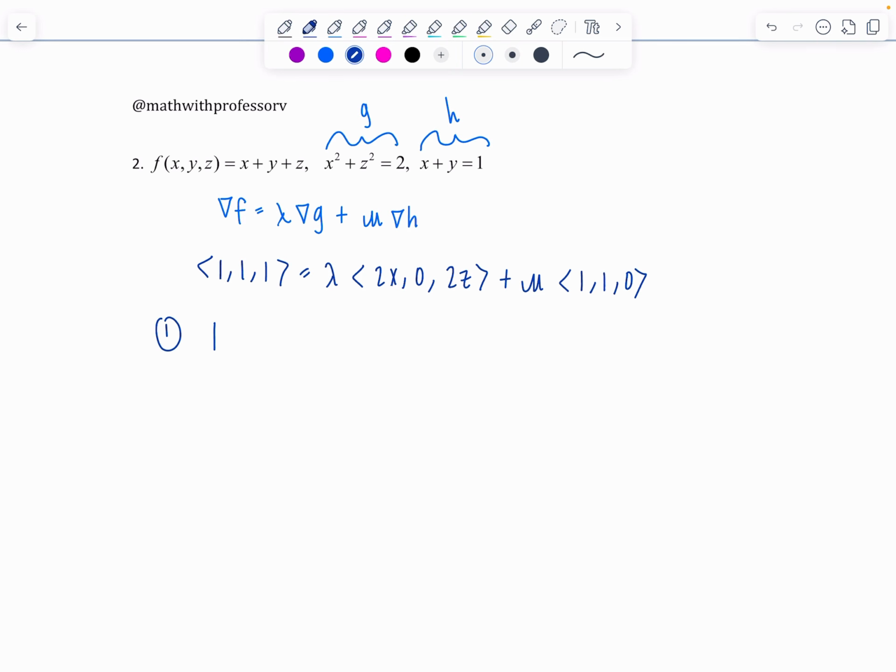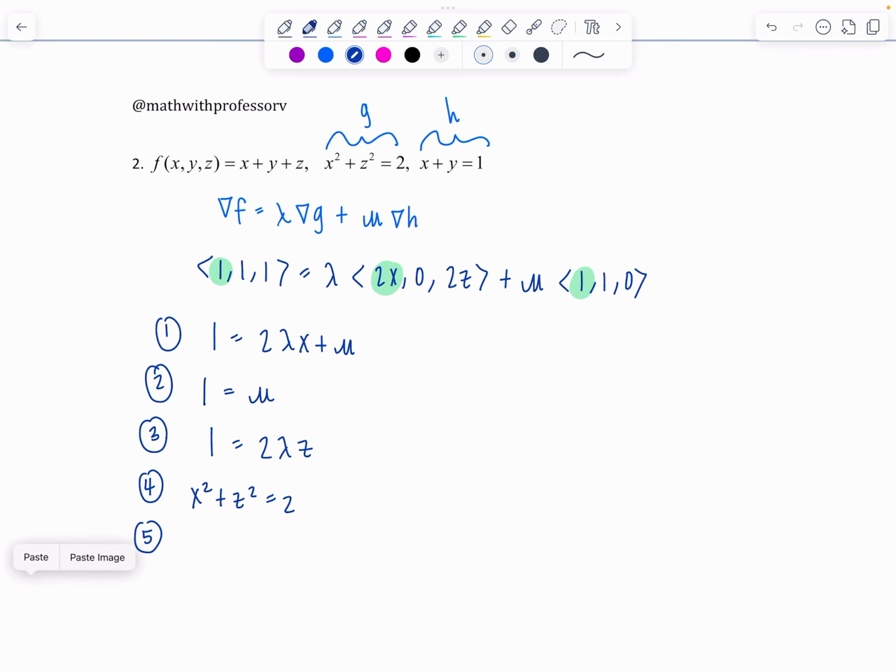So we'll have 1 equals, I'm setting the x components all equal to each other, 2 lambda x plus mu. Second equation, 1 equals mu. Third, 1 equals 2 lambda z. And then equations 4 and 5 are the constraint equations, or side conditions, some people call them. Okay, where to begin?